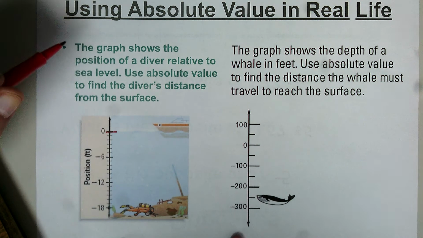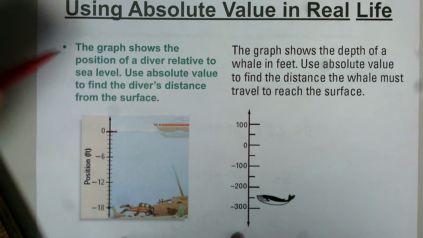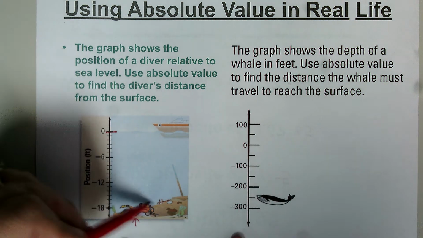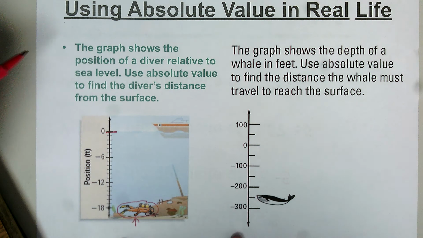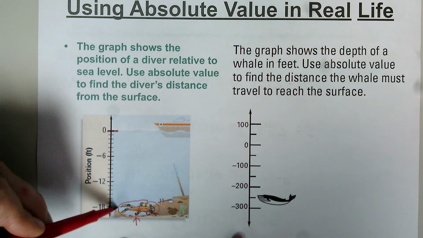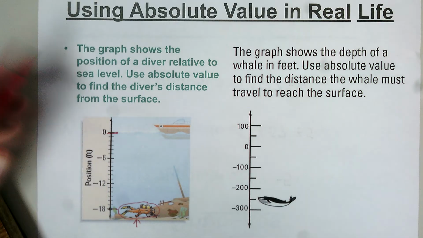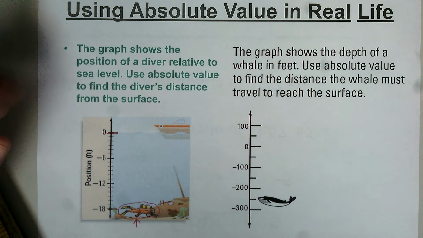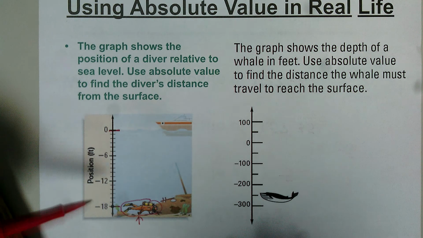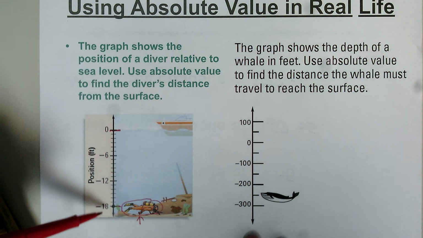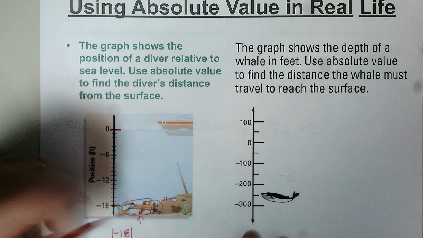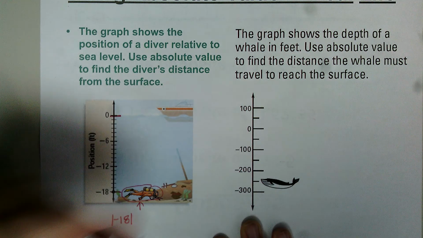Use the absolute value to find the diver's distance from the surface. Well, the diver's way down here, right? I see the diver right down here. It's like, where's Waldo there? Now I see that the diver looks like he's at -18. So where would we say that he was for absolute value? Since it says -18 and we're talking about the absolute value, the absolute value of -18 is going to be 18.